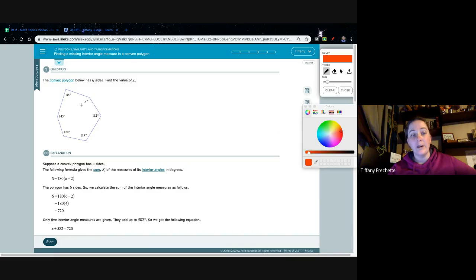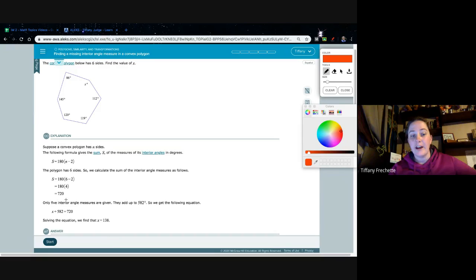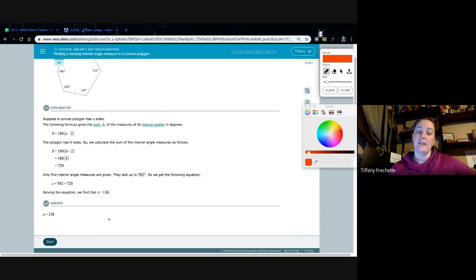We want to know what x needs to be. If we add all of these together, we get 582. They added them all together, they just didn't show you. They said only 5 interior angle measures are given, and they add up to 582. So they added all 5 of these together. Then we know that x plus those 5 added together have to equal 720, so we just subtract 582 to find x. x has to be 138.